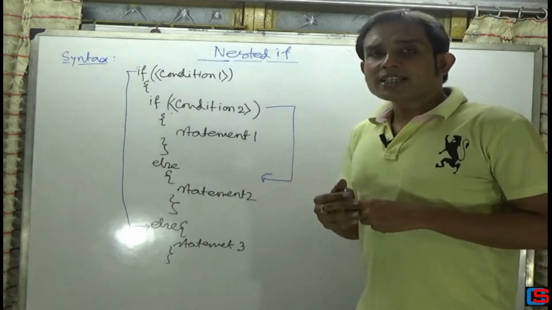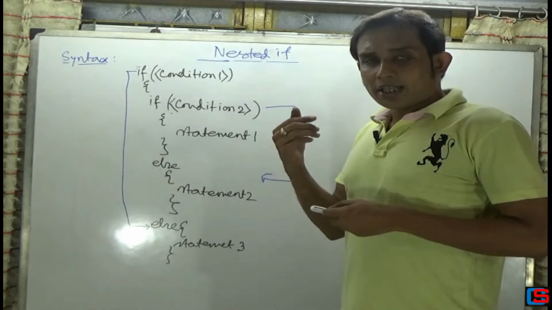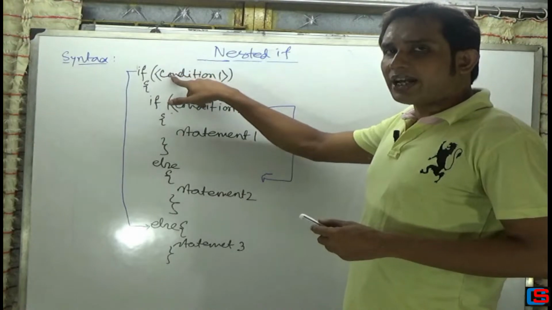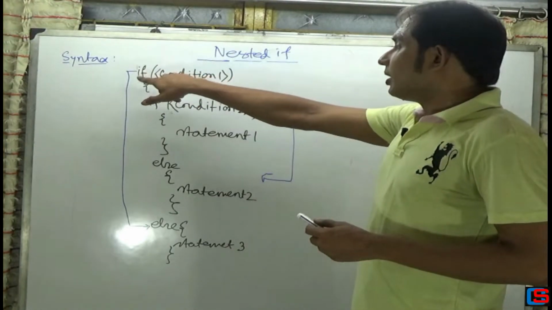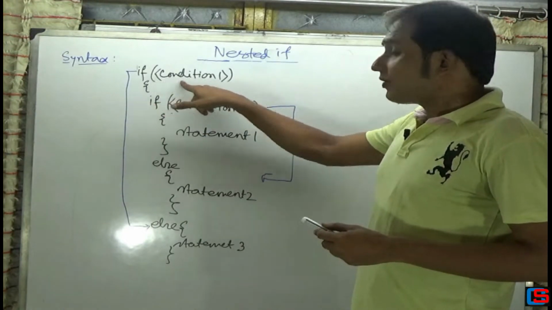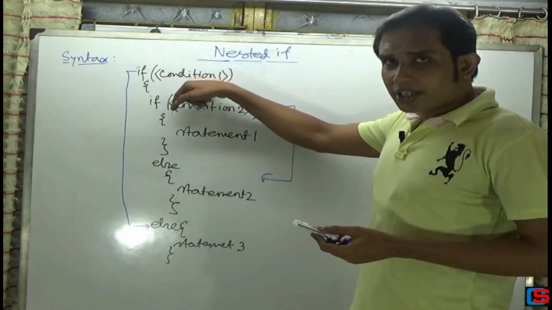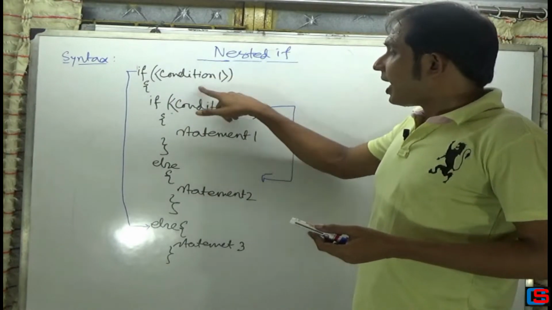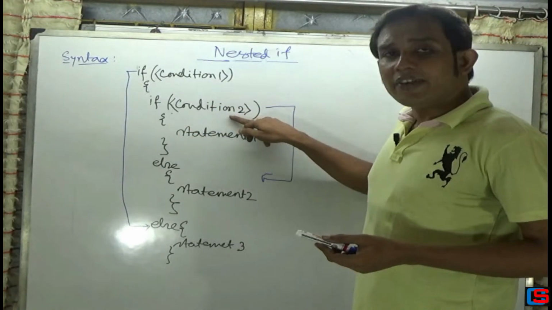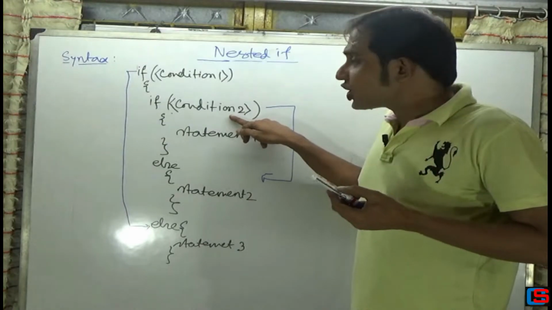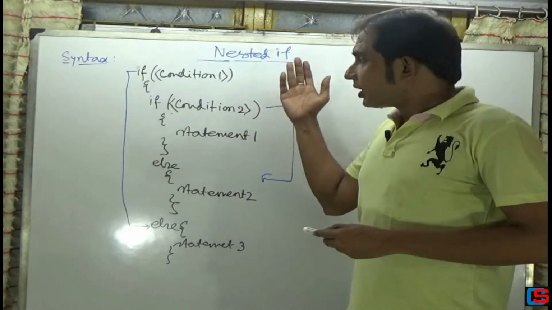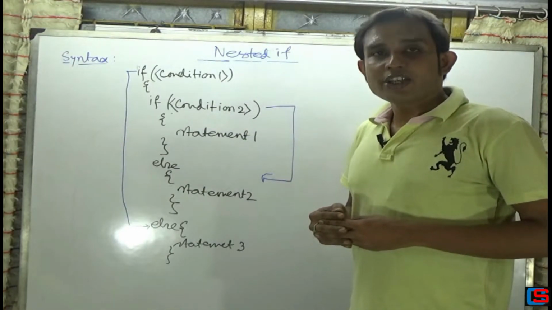Basically nested if means the if within the if. You can see in the first line I have already written the if statement, and within this if statement, if condition 1 becomes true, it enters into the if block, and then it finds another if condition. So this second if exists within the first if. So it is an if within an if, and for this reason this kind of if is known as the nested if.